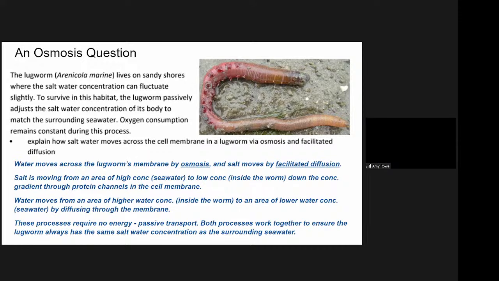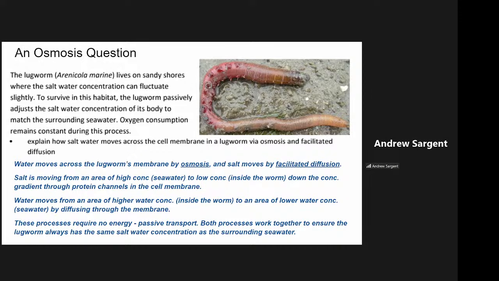The question mentions that the saltwater concentration can fluctuate slightly. So if at the next high tide the salt concentration of the seawater drops slightly, then we'll see the salt concentration inside the worm will be slightly higher than the surrounding seawater. So the salt inside the worm will then move out through those protein channels into the seawater. Remember, our lugworm is trying to match the same salt concentration as the water it's living in. So it doesn't use the salt at all, it doesn't metabolize it or anything. It just tries to keep it at a constant level. Okay, so that hopefully answers that question.